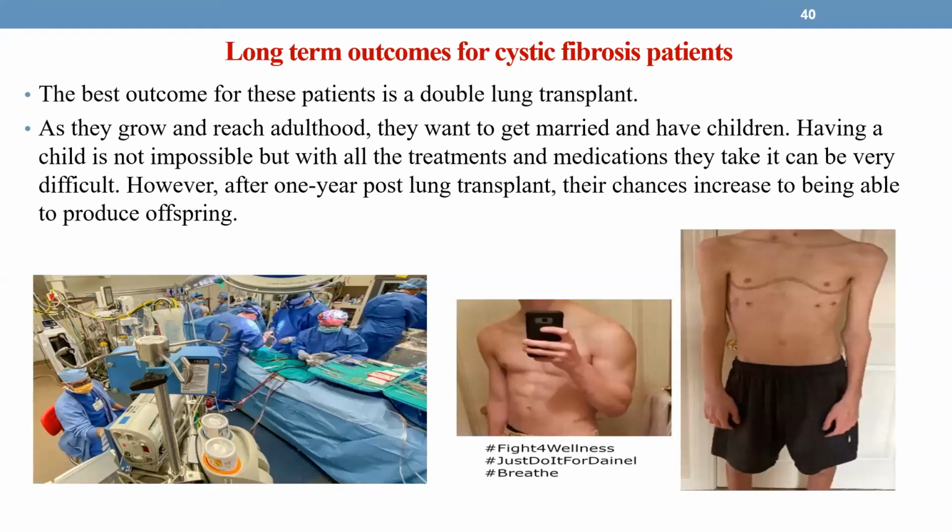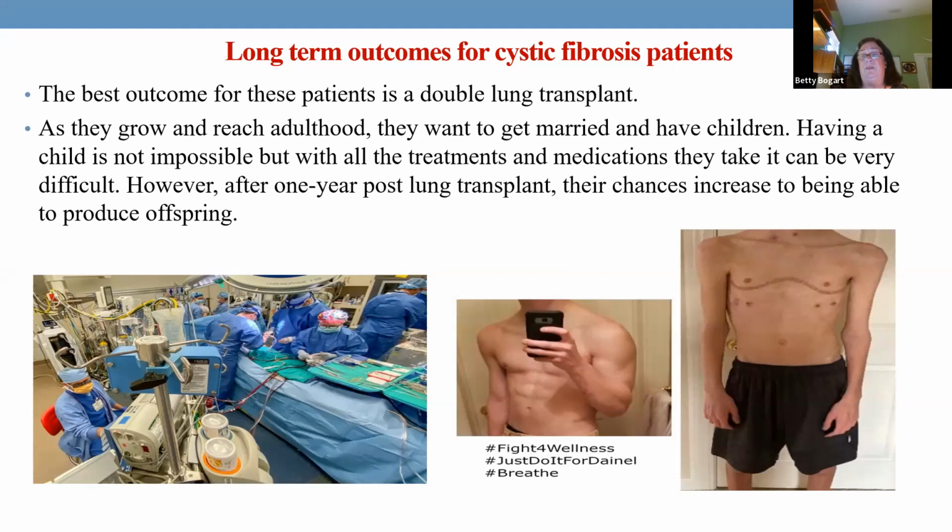So, long-term outcomes. Long-term outcomes for cystic fibrosis patients. Well, males who are adults with cystic fibrosis are going to be infertile. They're not going to be able to have children. But if they get that double lung transplant, which many older cystic fibrosis children decide to do, after 1 year, they're going to be able to have children. And I think that's awesome, going from not having the ability to having the ability to have a child if they want to.